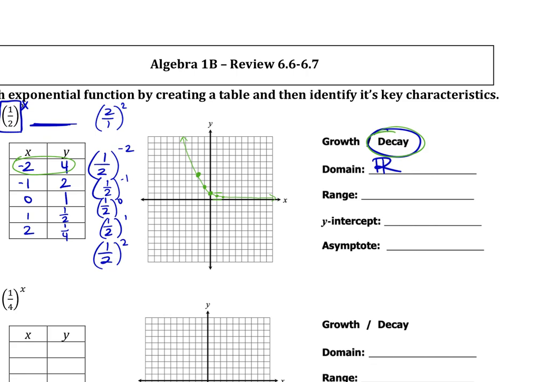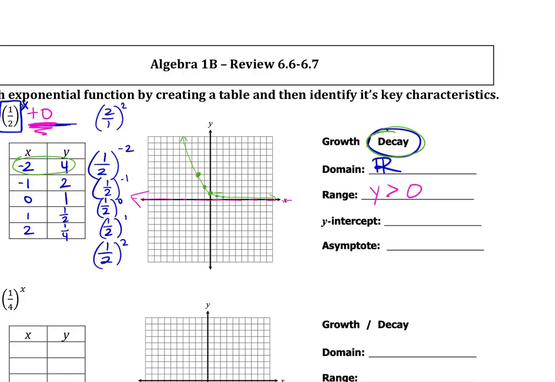Your range then is what are your potential y values. So your y will have to be greater than what number? Tell your neighbor. Did you say 0? Remember, when there's nothing behind here, that's like saying plus 0. That's going to be where your asymptote falls.